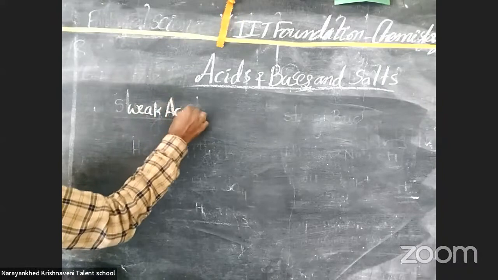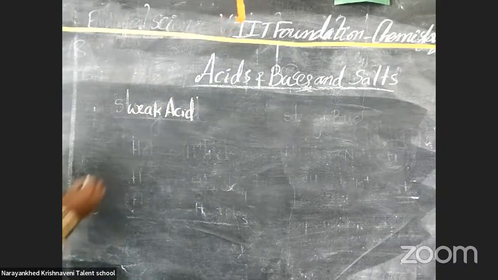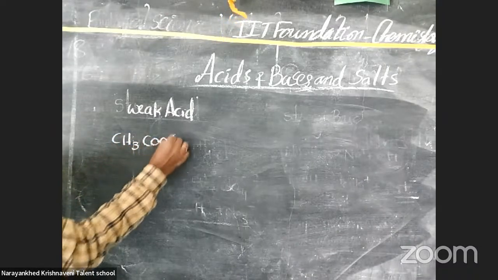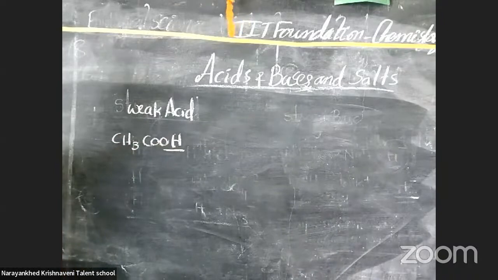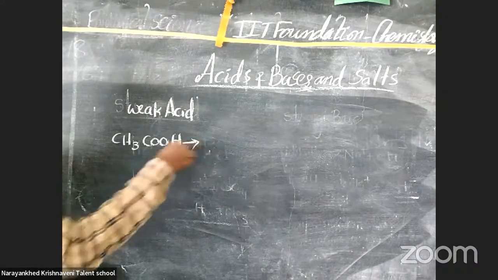Weak acid. Okay, that is CH3COOH. Don't confuse it: here OH is there, now, sir. It is not the base. It is vinegar. Vinegar is an acid only.